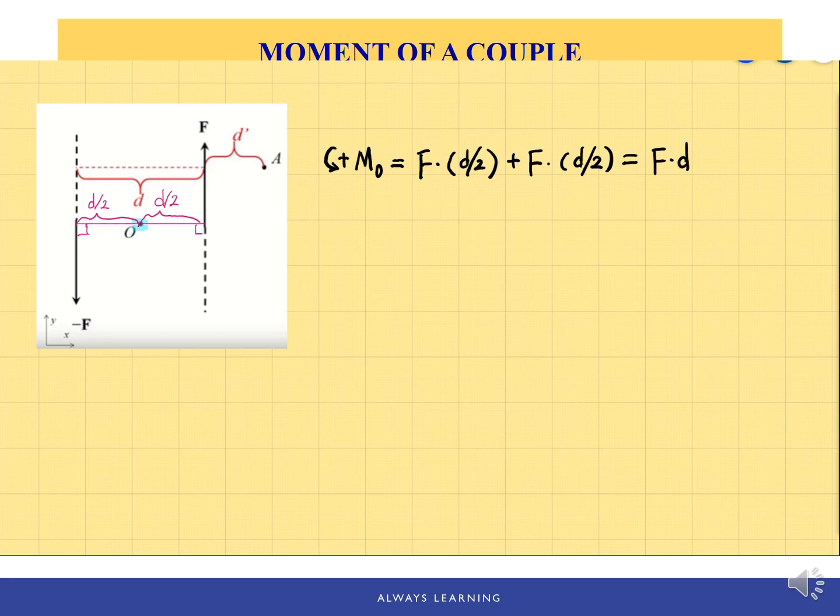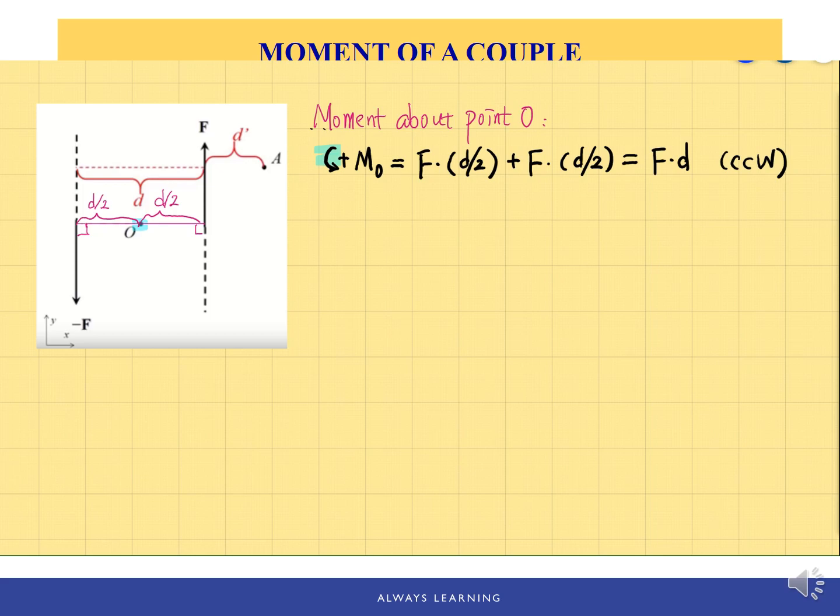And since it's positive, that means it's the same direction as the positive direction I defined. So that means it will be counterclockwise, and the magnitude is F times d. And this is the moment about point O.